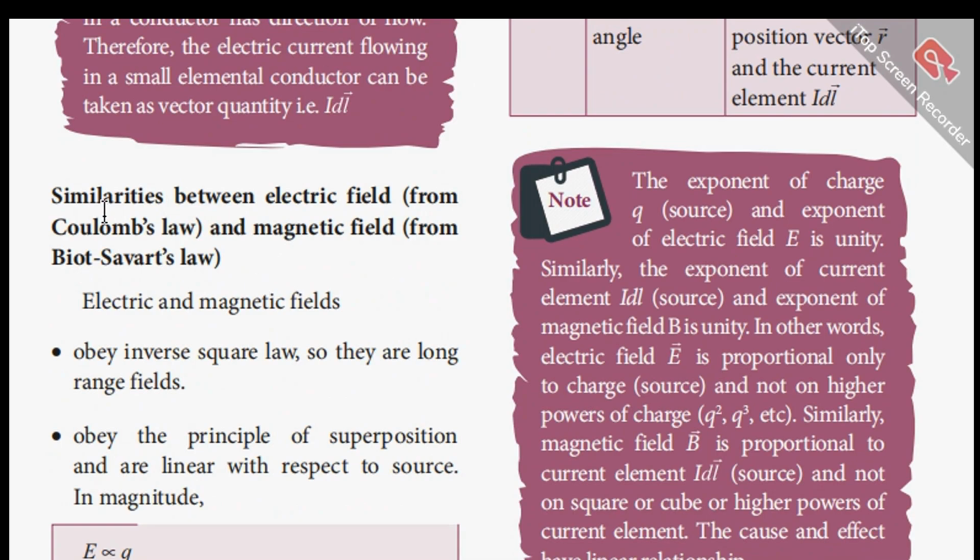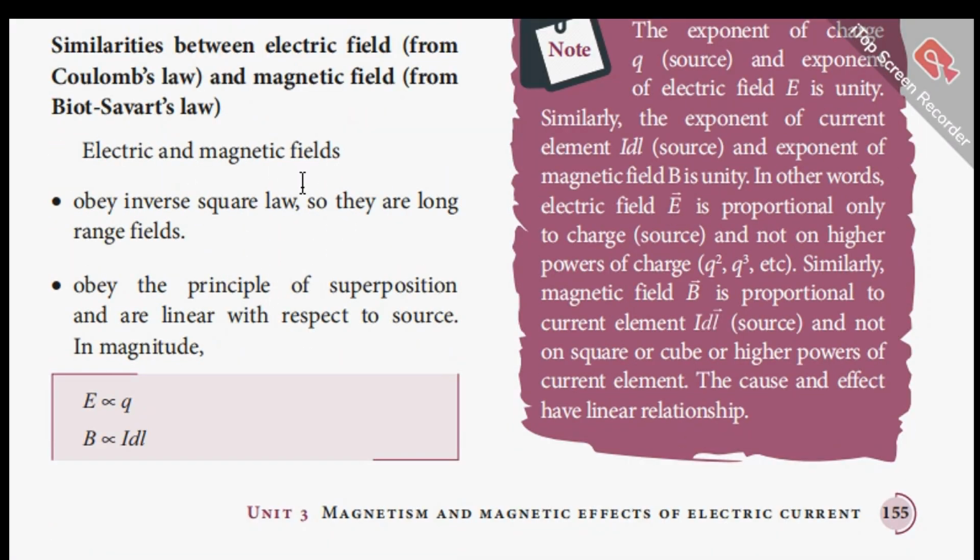Next, we are going to study the similarities between the electric field from Coulomb's law and the magnetic field from Biot-Savart law. The electric and magnetic fields obey the inverse square law, so they are long-range fields, and they obey the principle of superposition and are linear with respect to source. So in magnitude, E is directly proportional to Q, and B is directly proportional to I dl.